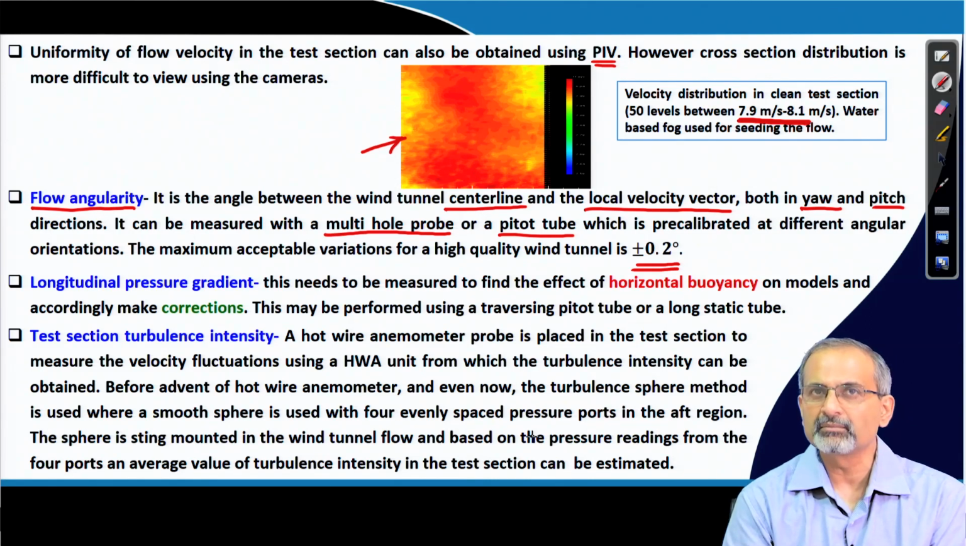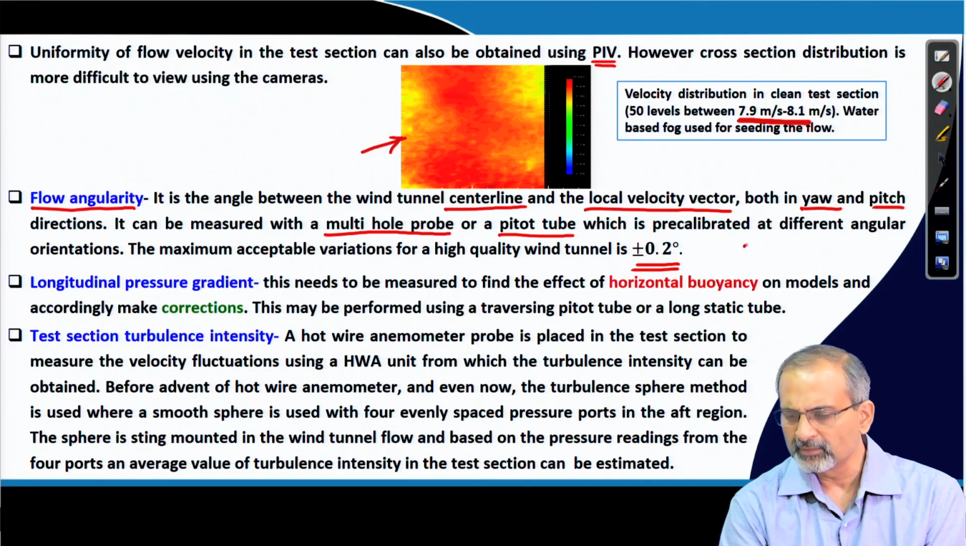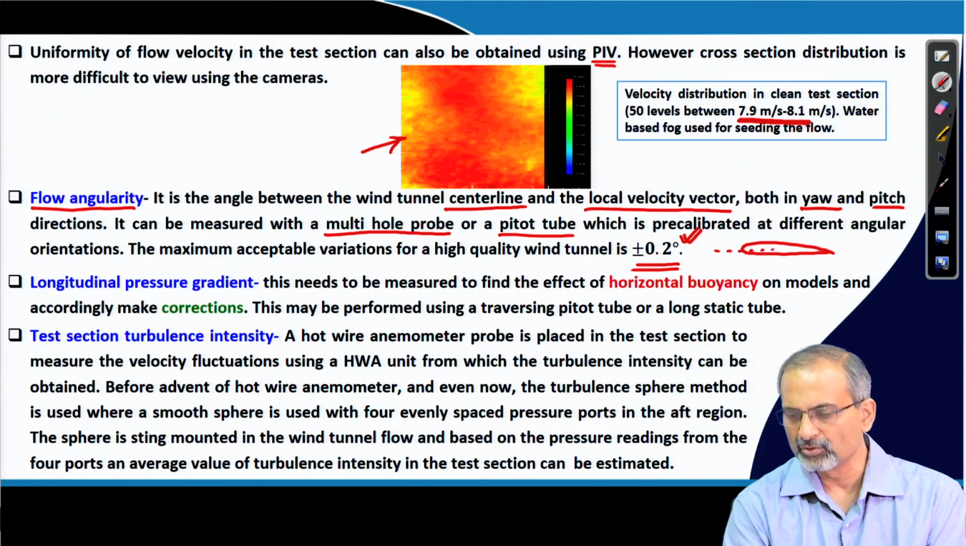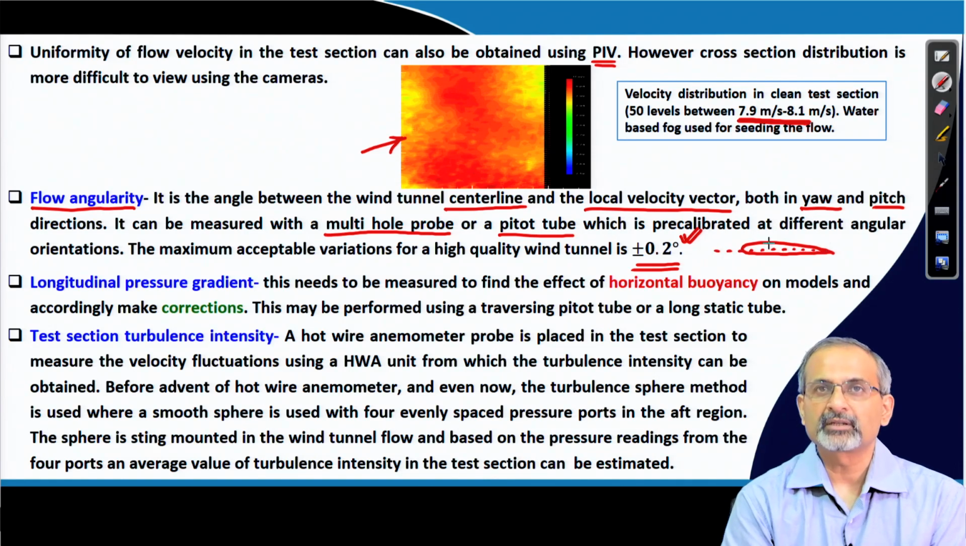That is so very important, because if you are testing an airfoil, for example, by mounting it in the test section, you need to know this, because if you have set it at 0° angle of attack, but the flow is actually coming in at a different angle, then the whole data will be erroneous.